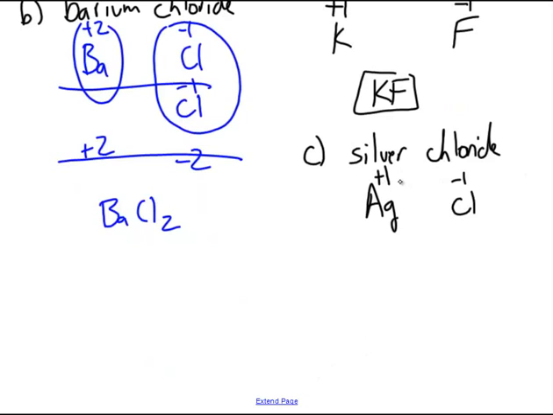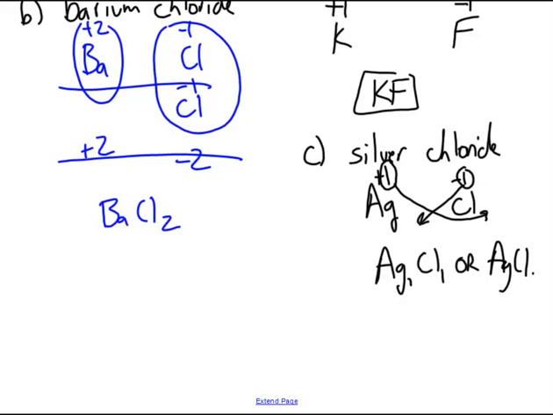Now, the other method I wanted to make sure you knew how to do was called the crisscross method, and that is to just take the number that's associated with the charge and put it after the second one, and take this number and put it after the first one. So it's crisscrossing, and so you just have Ag1 Cl1 or AgCl.